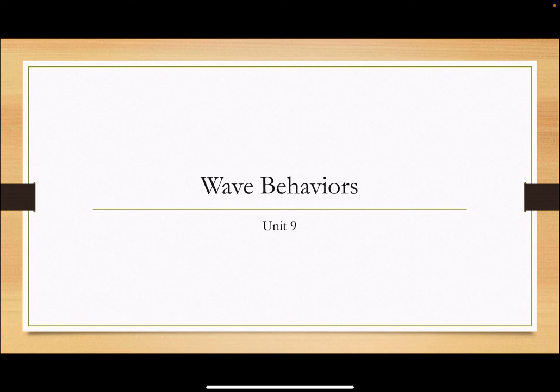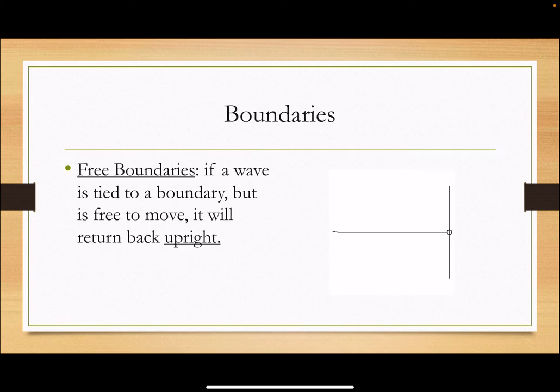Let's continue our discussion of waves. So, we're going to talk about boundaries. If we have a wave attached to a boundary, we can send a pulse through it, and depending on what kind of boundary we have, the pulse is going to reflect back differently. So the first kind is a free boundary.